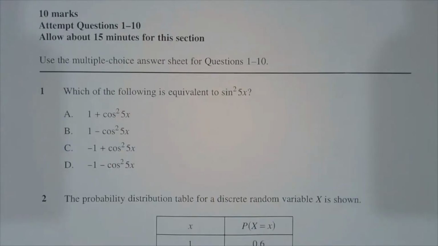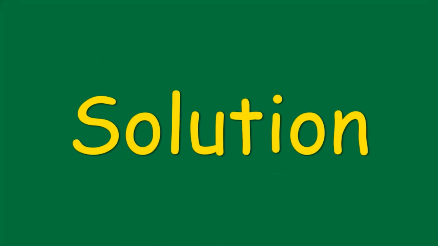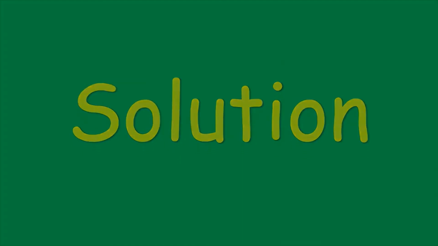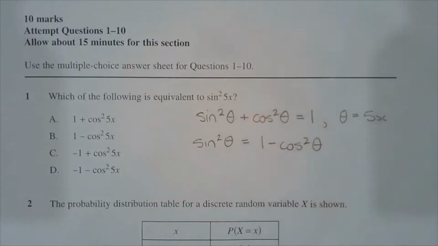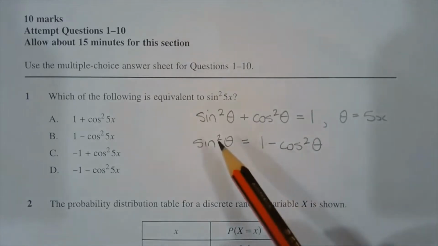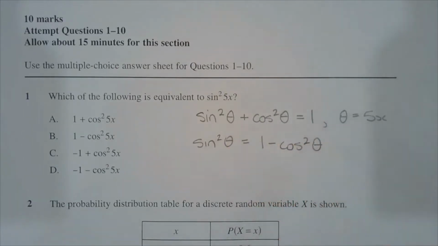Question 1. Which of the following is equivalent to sine squared 5x? Sine squared 5x can be expressed in terms of cos squared 5x using the Pythagorean identity sine squared theta plus cos squared theta equals 1, where theta is equal to 5x.